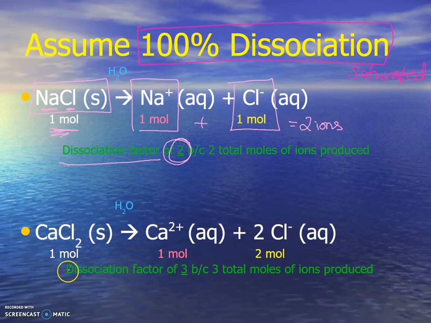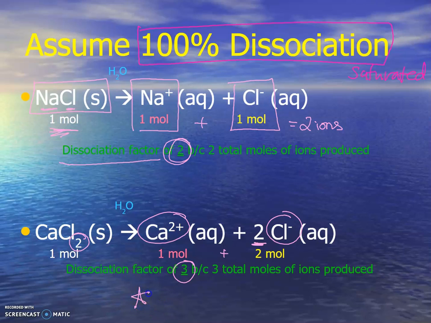Calcium chloride, CaCl2, breaks up into Ca2 plus and Cl minus. But since it's CaCl2, we're going to see that there are 2 chloride ions. So this has a dissociation factor of 3 because we have 1 Ca2 plus and 2 moles of Cl minus. So this has a total dissociation factor of 3.